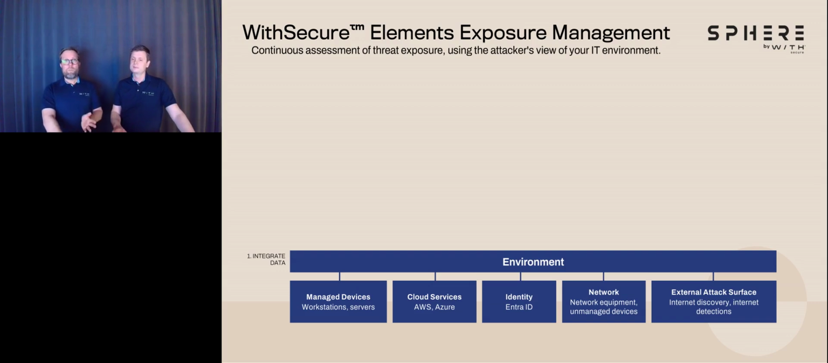So first of all, we are collecting information from your managed workstations and servers. We can connect to your AWS and Azure cloud as well. We can get information from your Entra ID identity. And then of course we can scan your network so that we can find unmanaged devices, all the network connected devices, and then we can understand your external attack surface better, your certificates, for example, that you are using there.